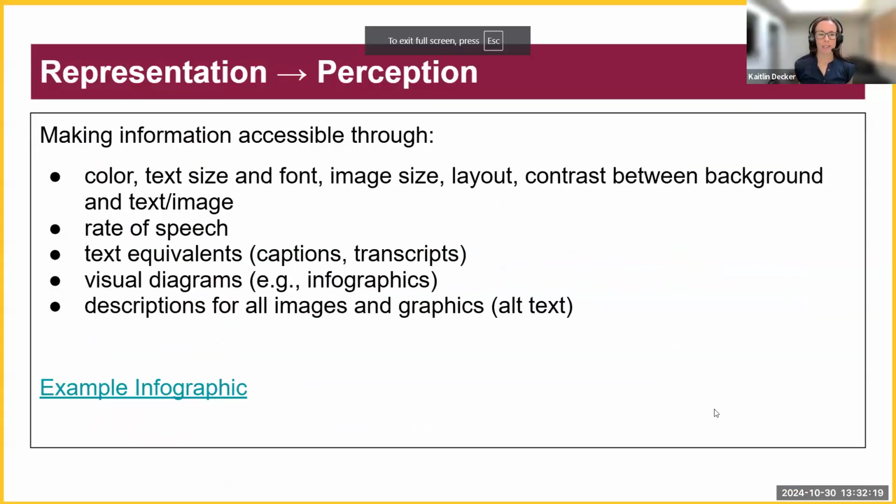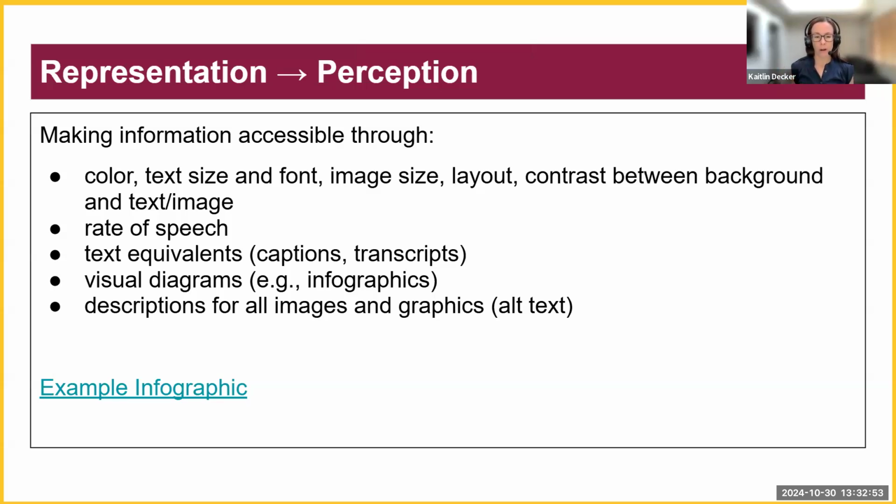All right, moving on to the next dimension, we have in the area of designing multiple means for representation within the providing options for perception. Here we have guidelines about making information accessible through color, text size and font, image size, layout, contrast between background and text image. So, all the ways that you're formatting your content online, making sure that it's accessible.